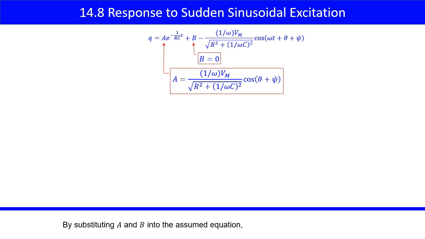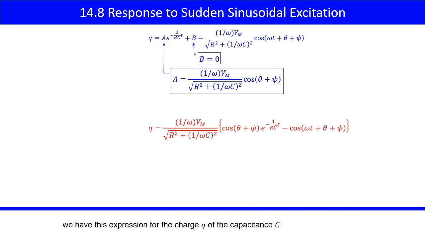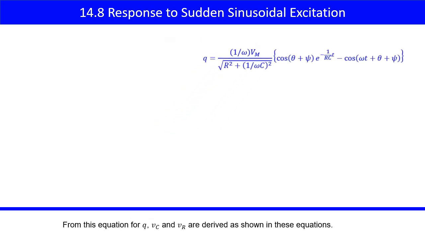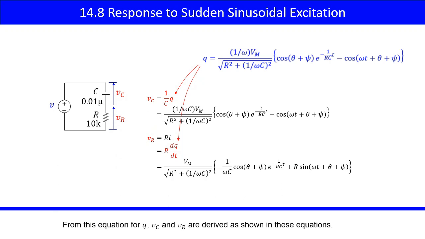By substituting A and B into the assumed equation, we have this expression for the charge Q of the capacitance C. From this equation for Q, Vc and Vr are derived as shown in these equations.